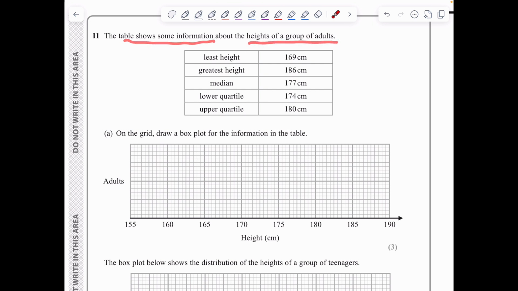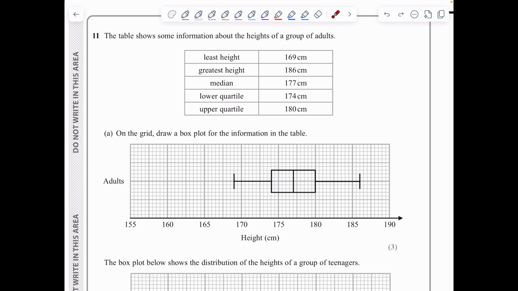In question 11, we've got the table showing information about the heights of a group of adults. So we've got the least and the greatest height, the median, the lower and the upper quartile, and we need to draw on the grid provided a box plot for the information in the table. So we start by plotting the box, which goes from the lower quartile to the upper quartile, and the median is at 177, and then it spans from the least height of 169 up to the greatest height of 186 centimeters.